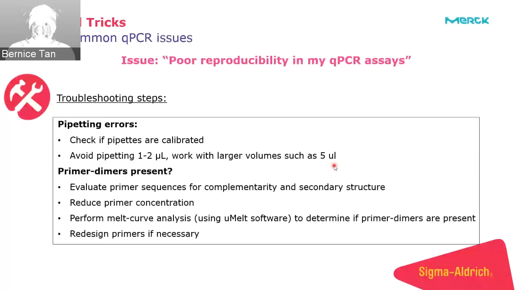And if you're still not able to get good reproducibility in your assay after you've fixed the pipetting issue, you might want to check your primer sets for the possible presence of primer dimers. You want to use things like the oligo evaluator software to check for complementarity and secondary structures. You can try to reduce your primer concentration as well to see if you can remove this primer dimer formation. You can also perform melt curve analysis, using the UMelt software that you can get on the website to check if a primer dimer is being picked up in your assay.